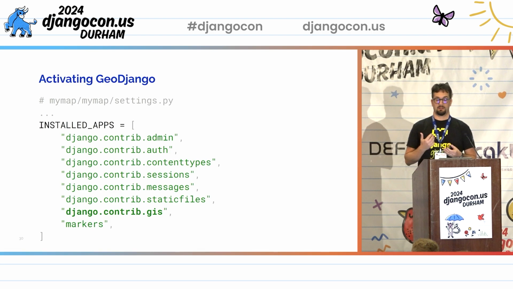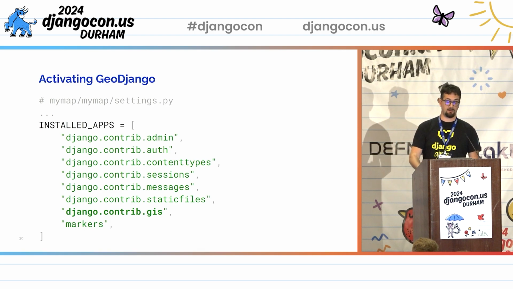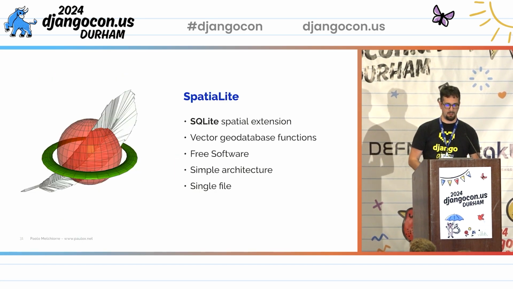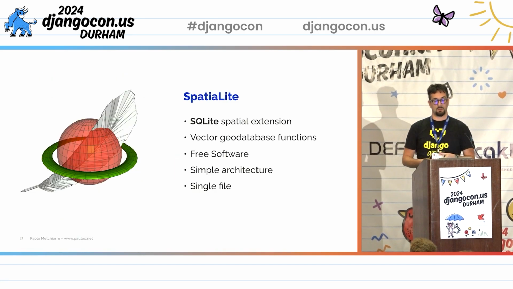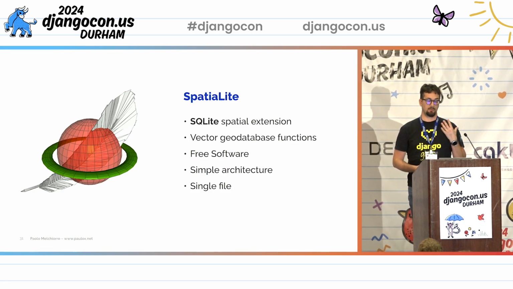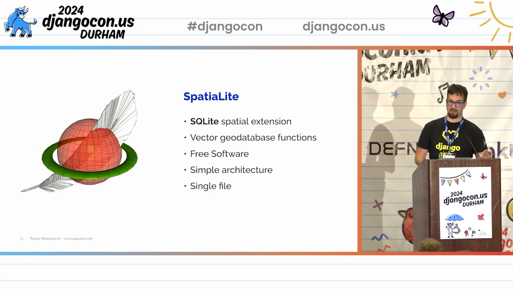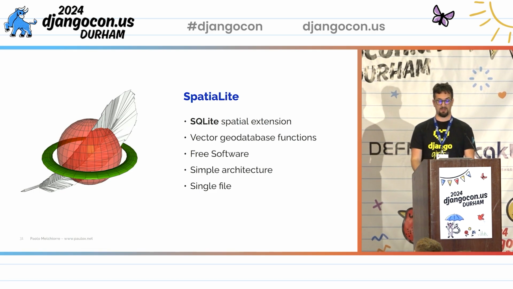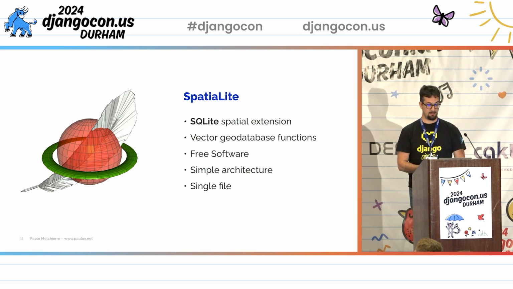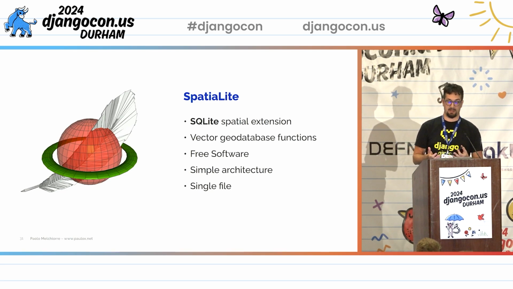We can now activate GeoDjango by adding the contrib GIS module to the installed apps in our project settings. But to use GeoDjango, we need also a compatible spatial database backend. In this first stage of this talk, we'll use SpatiaLite, the spatial extension for SQLite. SQLite is the default database backend.